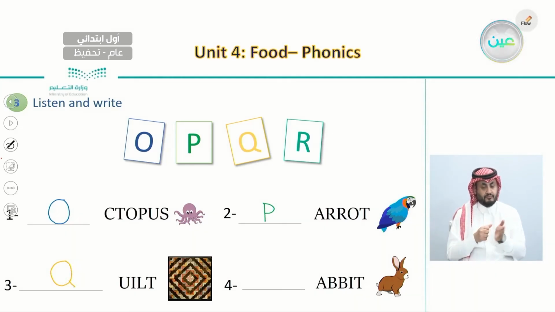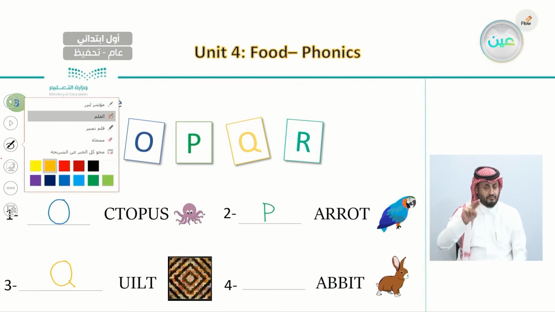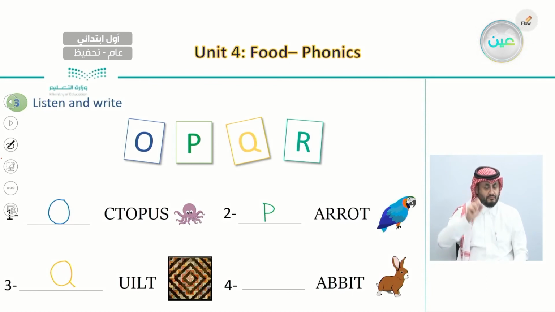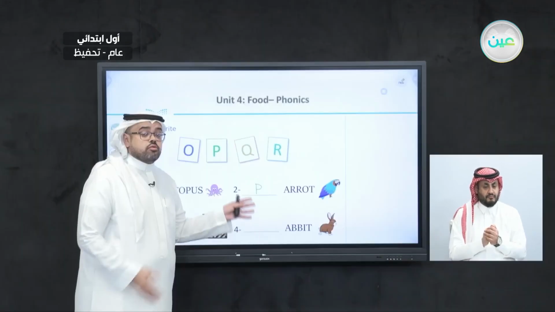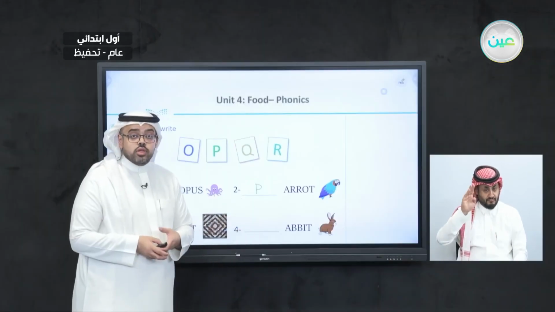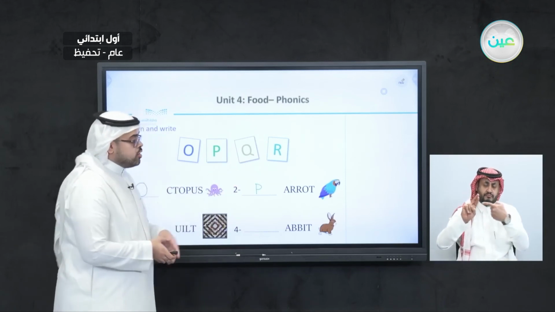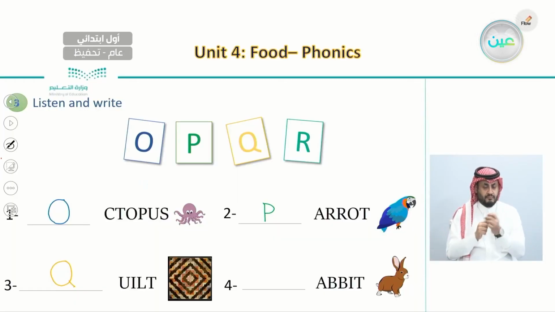And the final one is rabbit. Rabbit. So rabbit starts with the letter R. So here we go and we write letter R. Rabbit. These are the 4 letters that we write in these missing words.